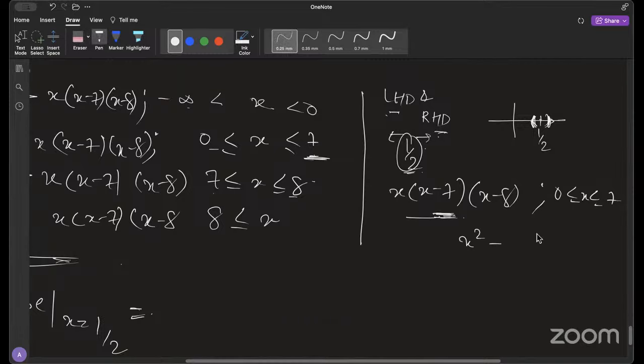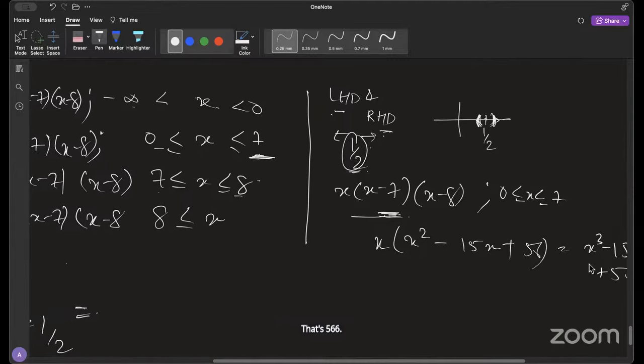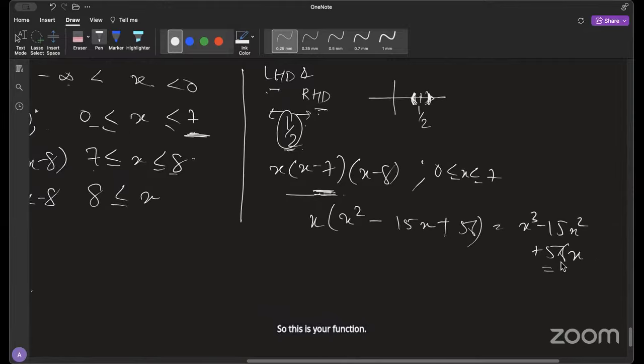X squared minus 7x and minus 8x, it's 15x, and then 56. Then just the product with this, so it's x cubed minus 15x squared plus 56x. So this is your function that you should be worried about.